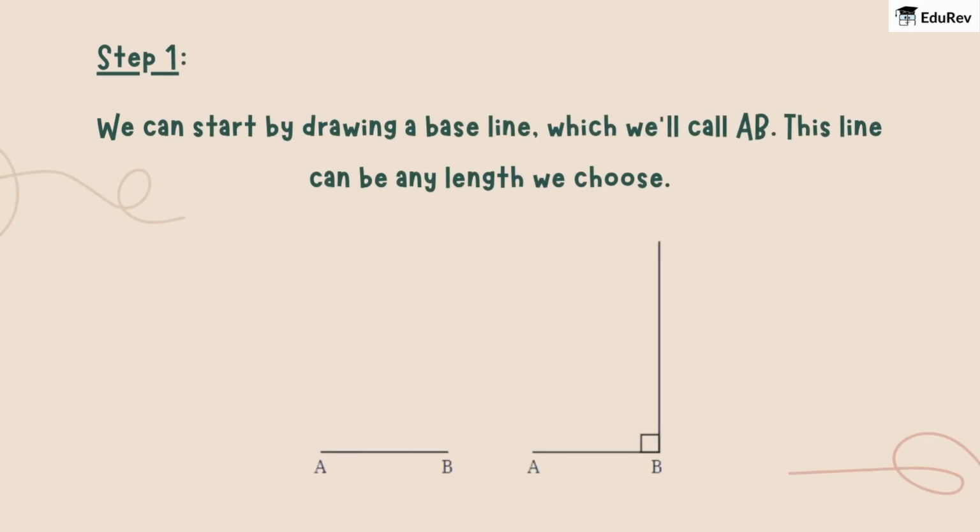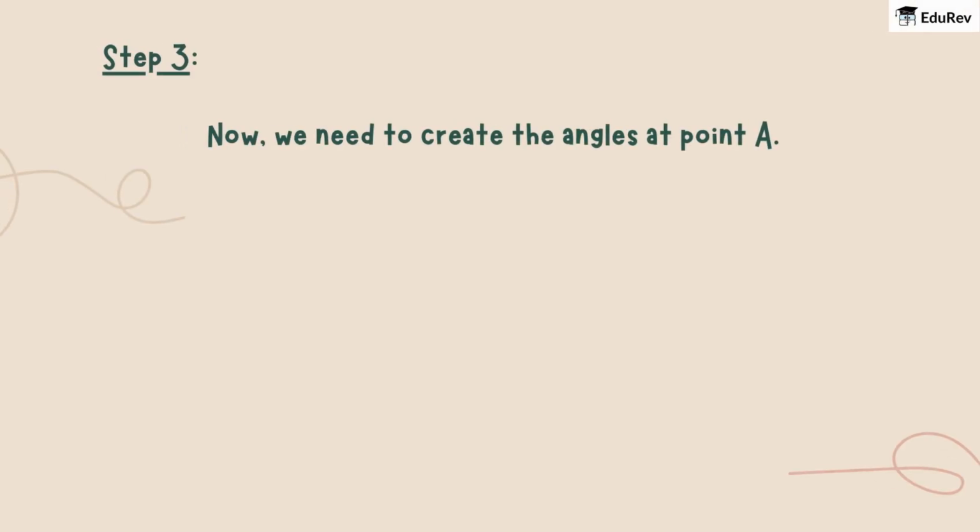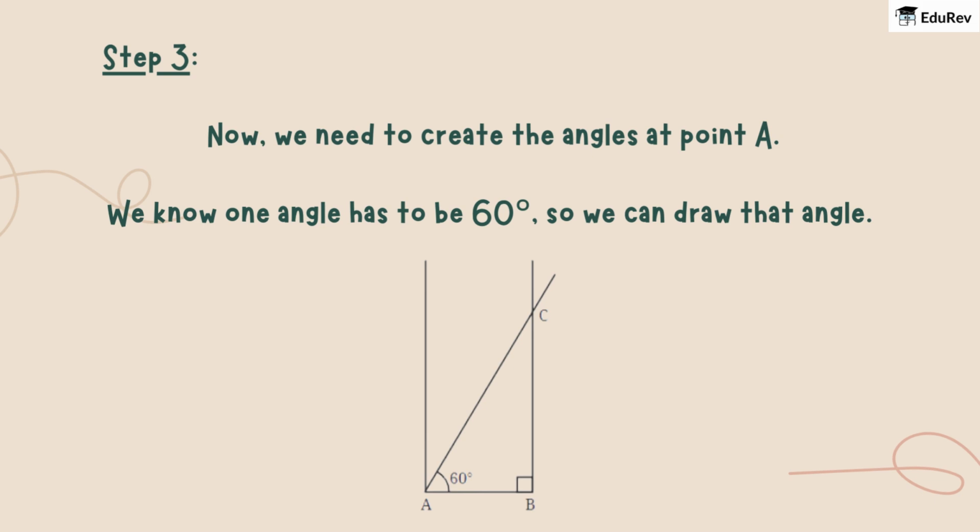Draw a baseline called AB. This line can be any length we choose. Step 2. Find point C by drawing a line from point B that goes straight up, making a right angle with AB. Step 3. Create the angles at point A. We know one angle has to be 60 degrees, so we can draw that angle.